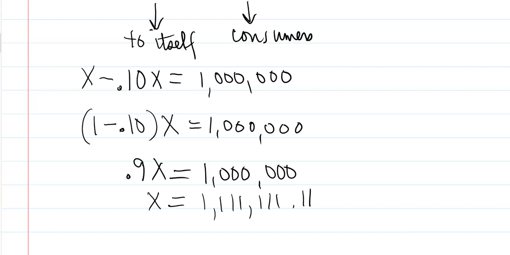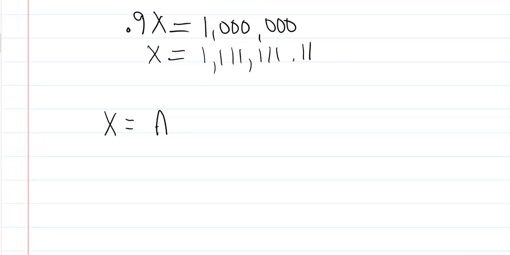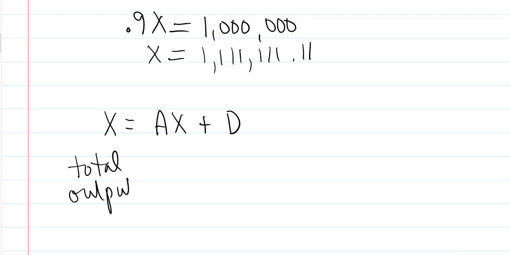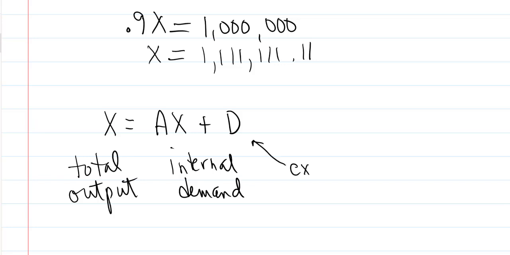We're going to use the same strategy with many sectors now. Using matrices will really help us out there. We're going to have a matrix equation. X is the total output. A times X is the internal demand. And you can see that depends on X. And D is the external demand, the consumer demand.